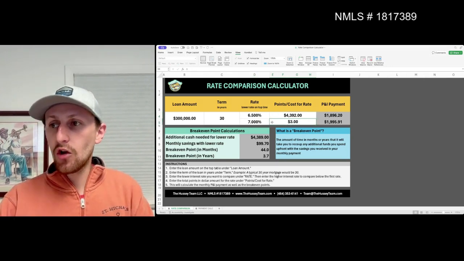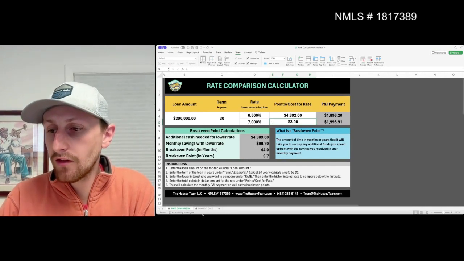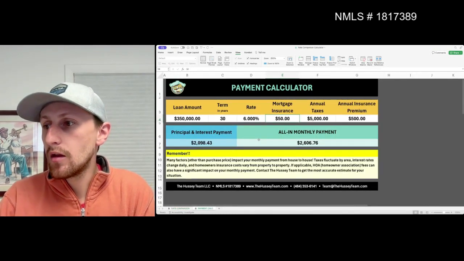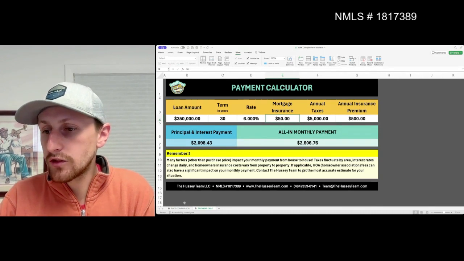Good luck. Let us know if you need help with these rate comparison calculators. We also just have a basic payment calculator in here as well if you want to check that out.